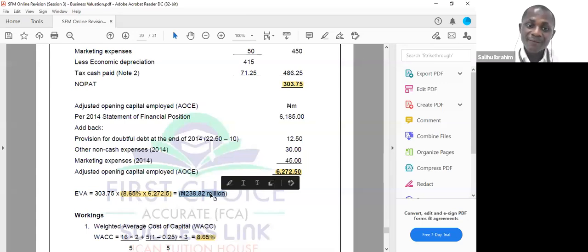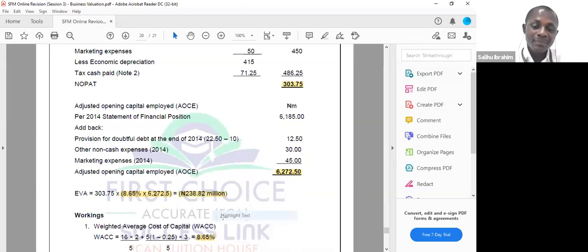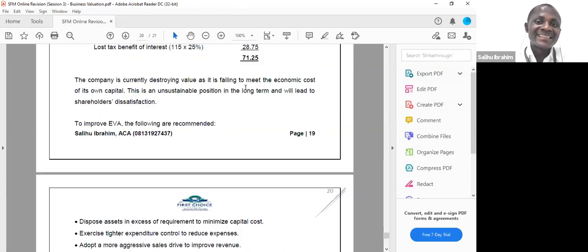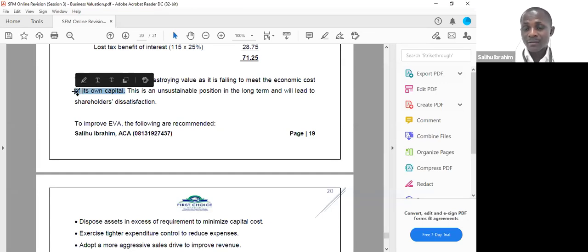238.82 million is the value by which the existing market value of the company's equity is going to reduce. Did you understand that? So that is what led to this comment here, that the company is currently destroying value as it is failing to meet the economic cost of its capital. The economic cost of its capital is 542 million, but it generated only profit of 303. So it is not meeting up with capital consumption. This is an unsustainable position in the long term and will lead to shareholders' dissatisfaction.